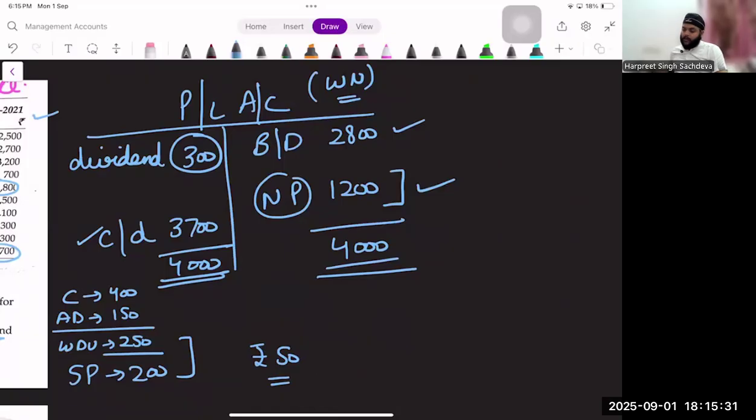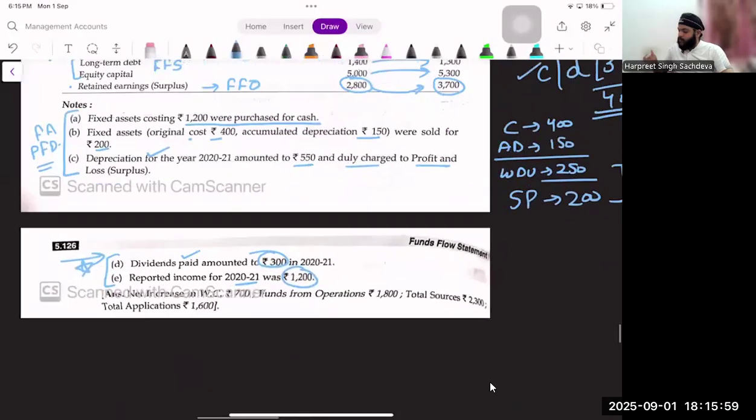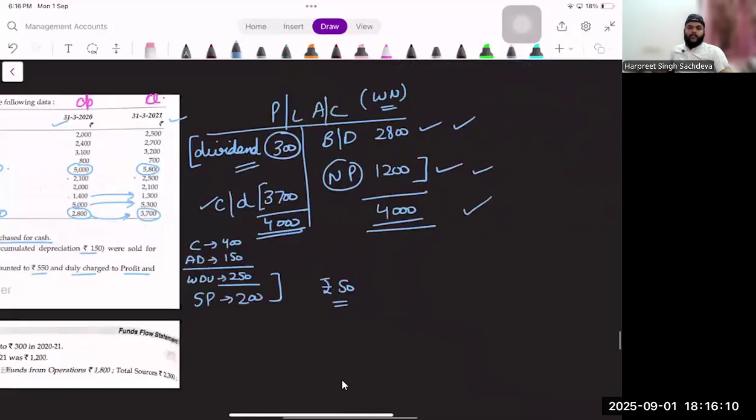Okay Raja? Now look, your opening balance was 2800, profit earned was 1200, means total would be 4000, but the closing is 3700, means you distributed the profit of rupees 300, and the distribution of profit is called dividend in the company accounts. Yes or no? It is done in the form of dividends. Okay, so this dividend could be found out, but in this question we are given with the dividend amount of rupees 300. Okay, Raja, yes or no? So this was your working note.